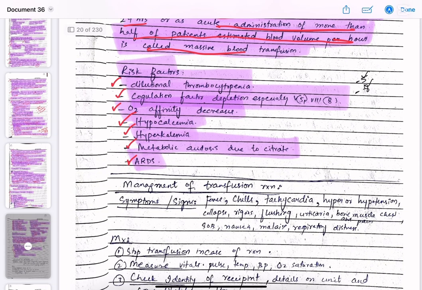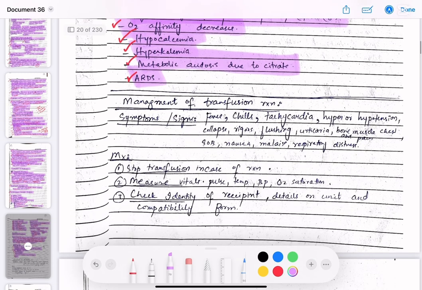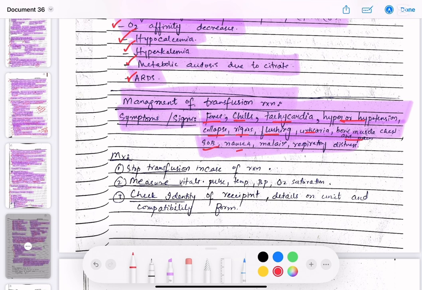Now the management of the transfusion reactions. The symptoms and signs of transfusion reaction are fever, chills, tachycardia, hyper or hypotension, collapse, rigors, flushing, urticaria, bone, muscle and chest pain, shortness of breath, nausea, malaise, and respiratory distress. These are the symptoms. Now, the management options for the transfusion reaction.